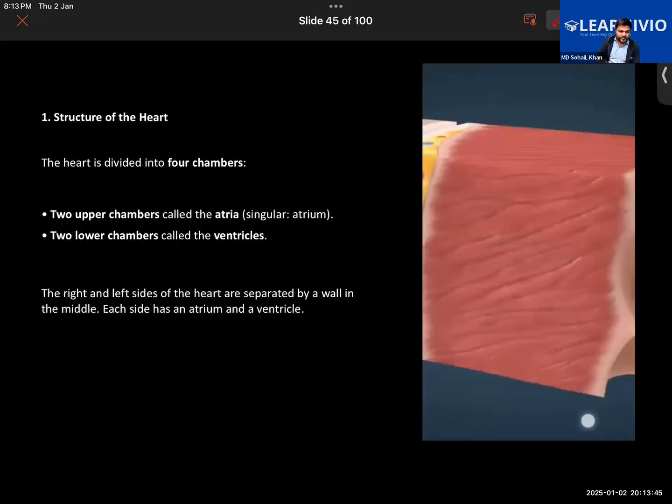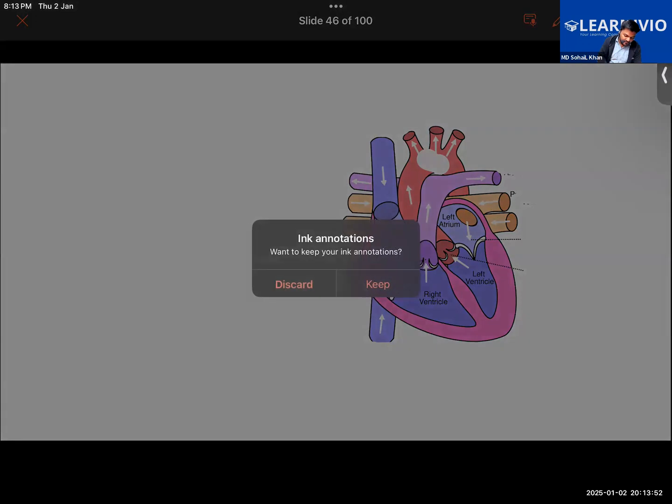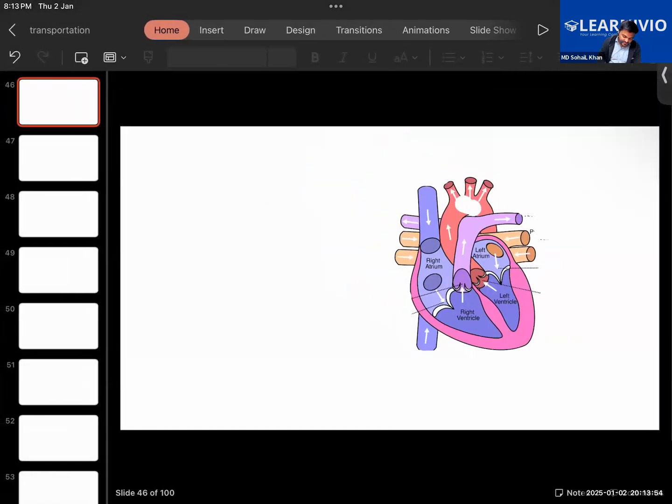Further, if we were to look at the working of this, like how exactly the blood will be flowing through it, let us discuss that as well. Let me just clean this.